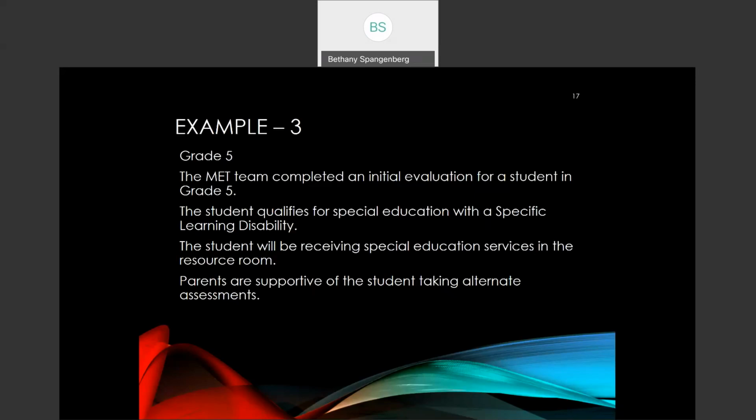The parent alone does not make the decision for participation in alternate assessment, but plays a vital role in the decision-making process as part of the IEP team when eligibility criteria is followed. The suggestion would be to inform the parents on eligibility criteria so they can effectively participate in the IEP team conversations.